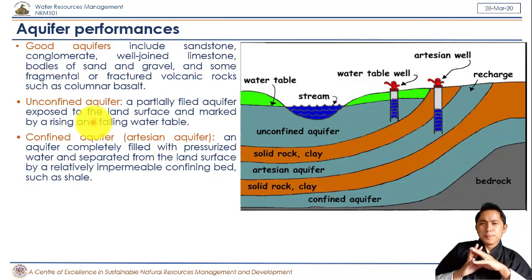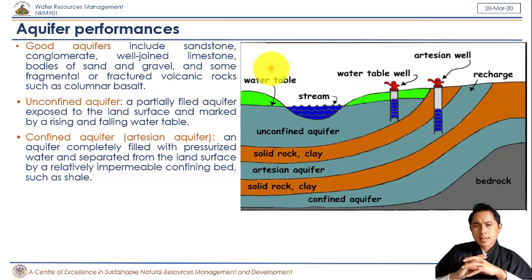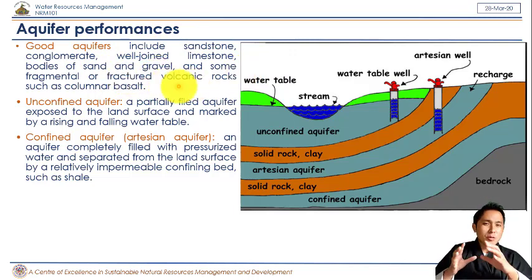Again, good aquifers are those which have porosity and permeability. Good pores and good permeability characteristics are given by rocks like sandstones, conglomerates, well-jointed limestones, and, please remember, limestones are a characteristic of a good aquifer. Silt and gravel, like we have been talking about, and again, fractured volcanic rocks. We do not want non-fractured. We want fractured because fracturing gives us pores and porosity in our rocks.